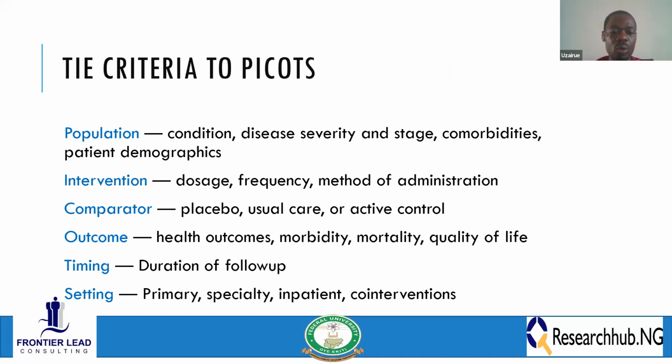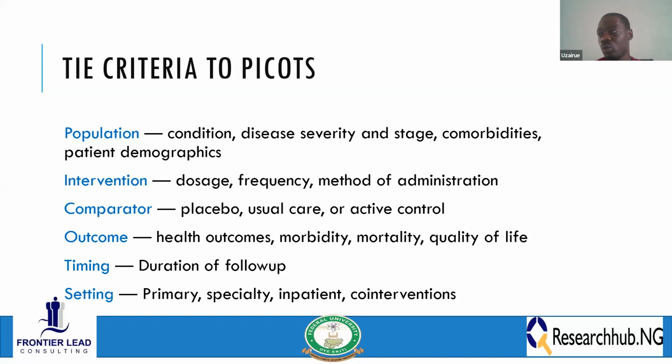This is an example of a framework. We have population, which could be condition, disease severity or stage, then comorbidity or patient demographic. Then we have intervention. We're looking at dosage, frequency, method of administration. Then we have comparator. Are you comparing treatment to placebo, usual care or standard care, a new care, active control, or many other comparators? Then outcome: you're looking at health outcome, morbidity, mortality, quality of life, and many other things. Then you're also looking at timing, for example, timing of follow-up.